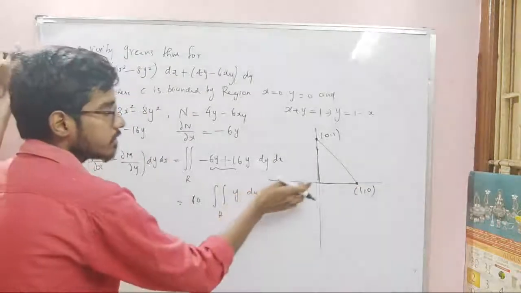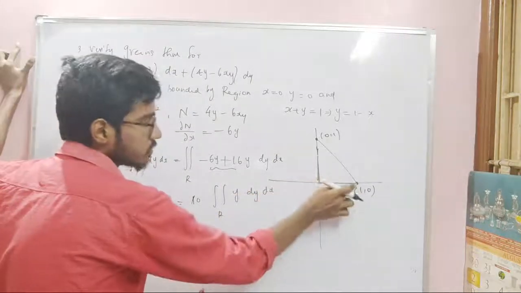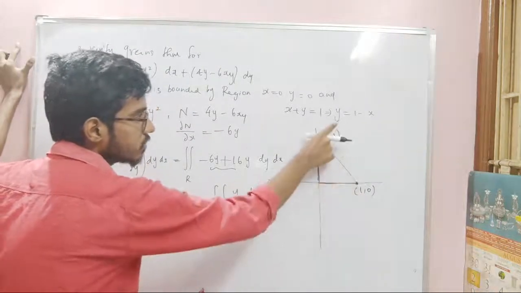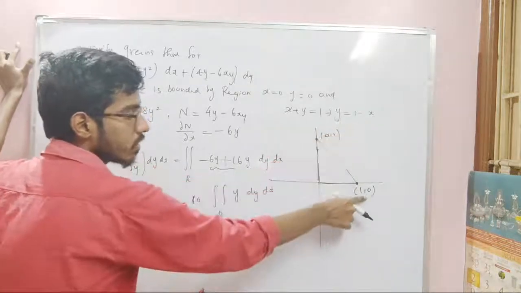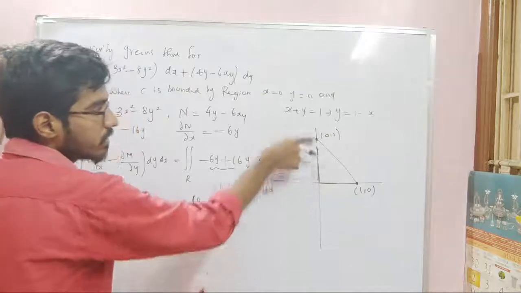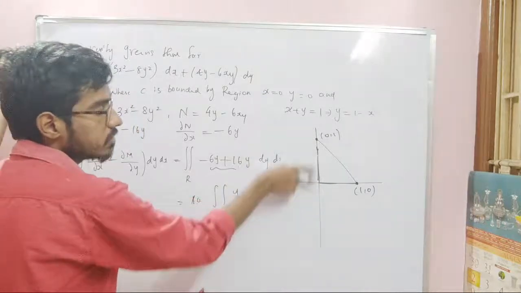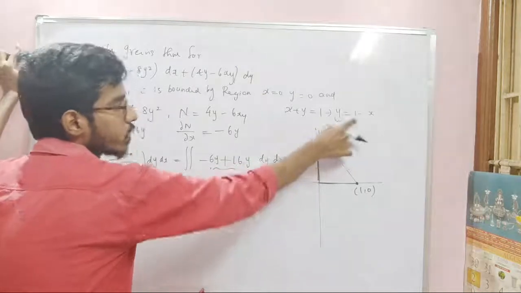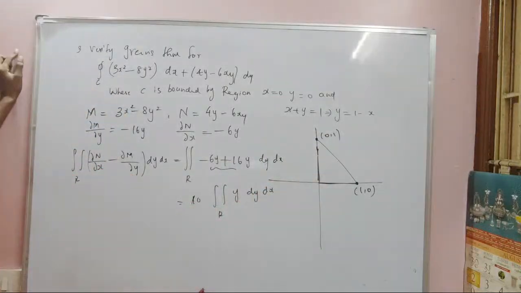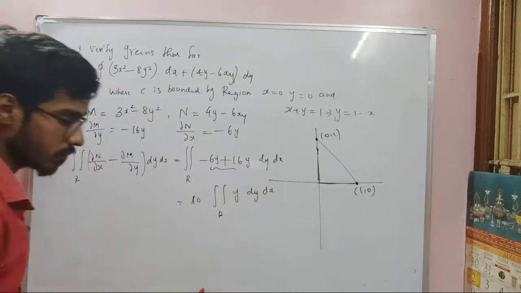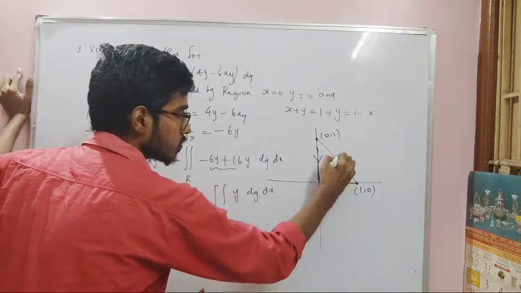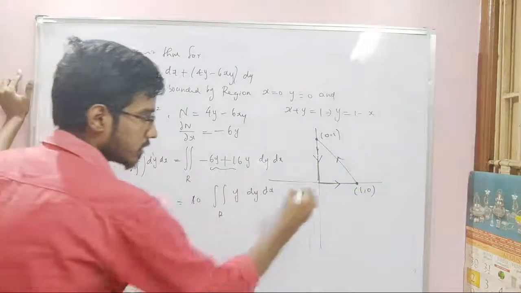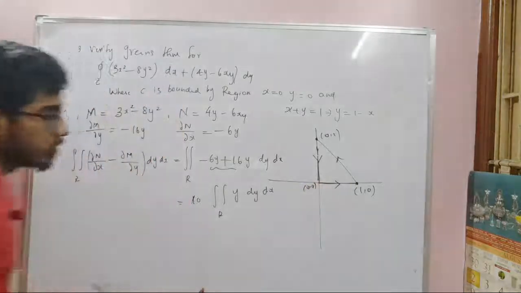Because this line is y is equal to 0, and you can see when y is equal to 0, x is 1. So we have 1, 0 as this point. And here, sorry, x is 0, so when x is 0, y is 1. Therefore the points are 1, 0 and 0, 1, right? So we need to go in this direction. And this point is 0, 0.